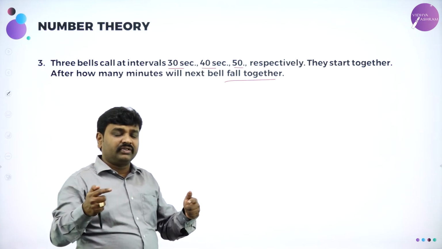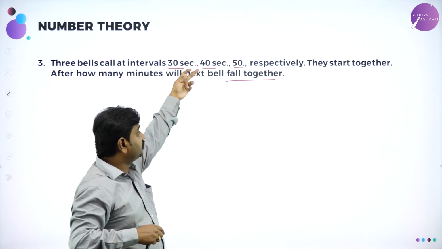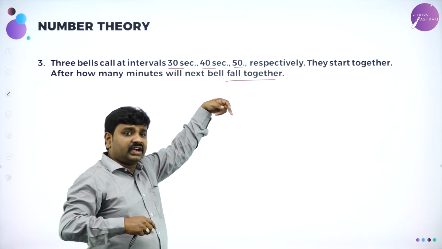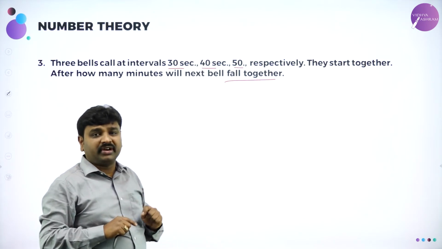Then after 30 one will ring, after 40 one will ring, after 50 one will ring. This one next after 60, this one after 80, next one after 100. Like that it goes on. But all will ring at some common time. What is that common time they are telling?